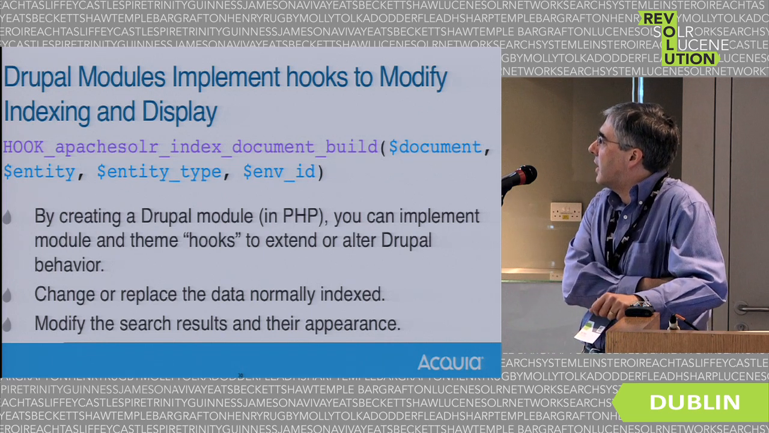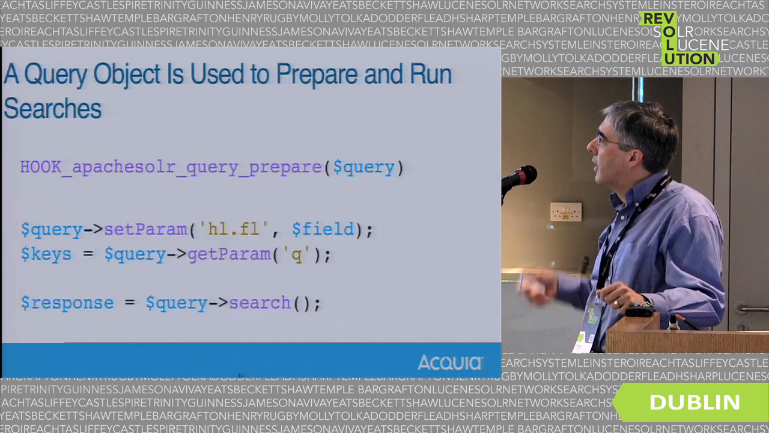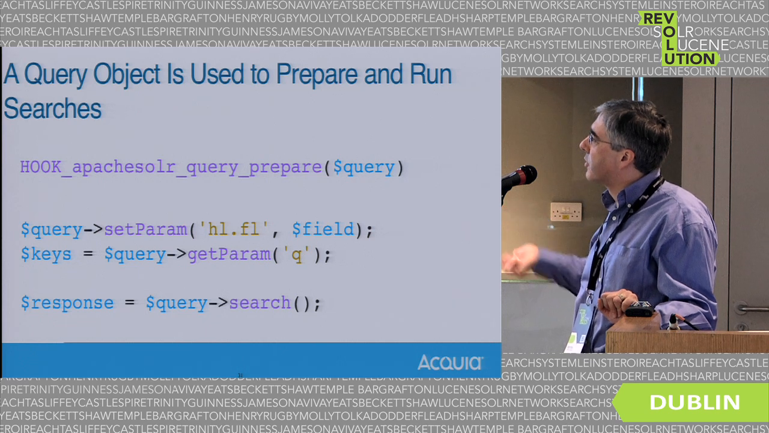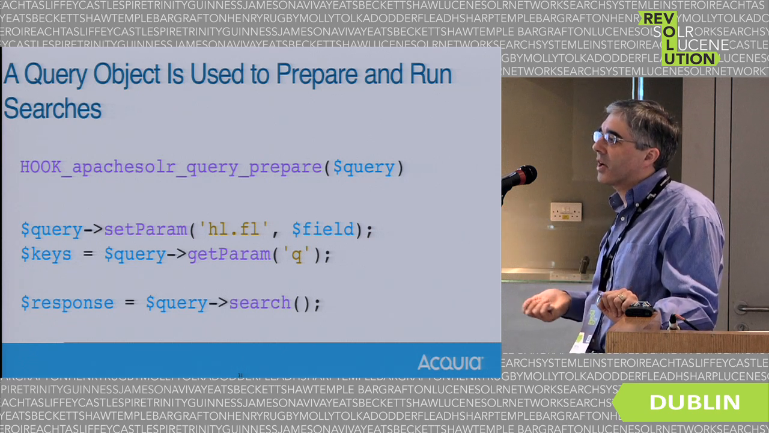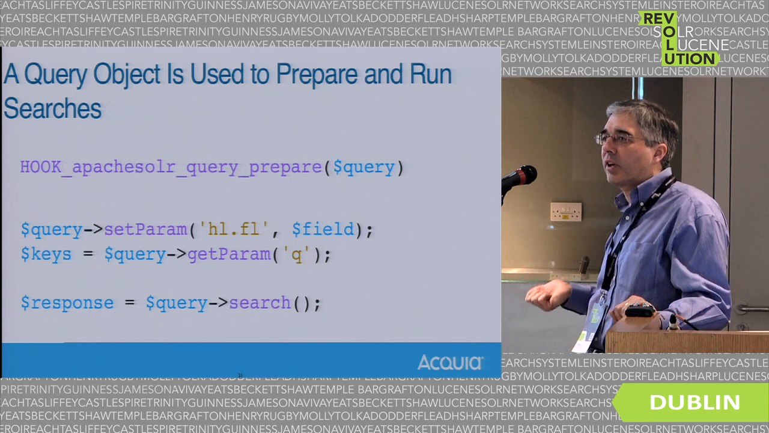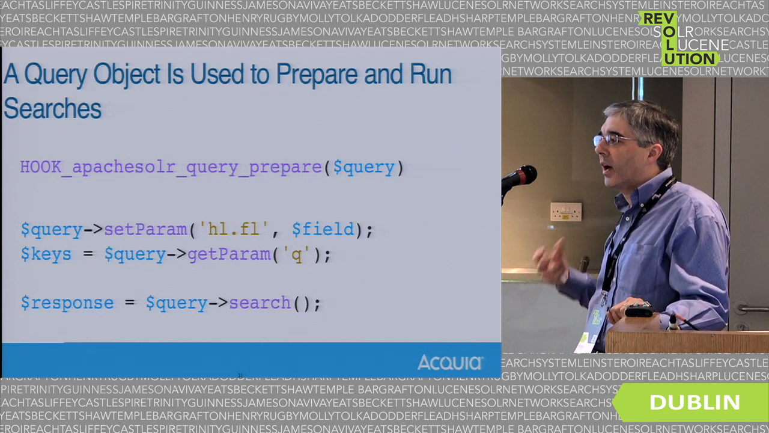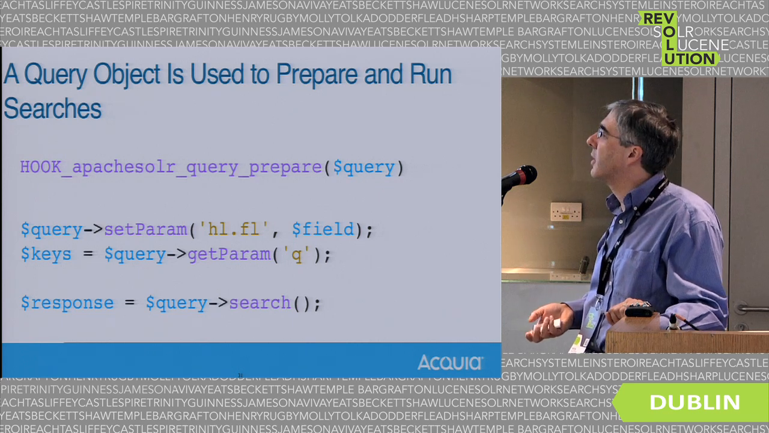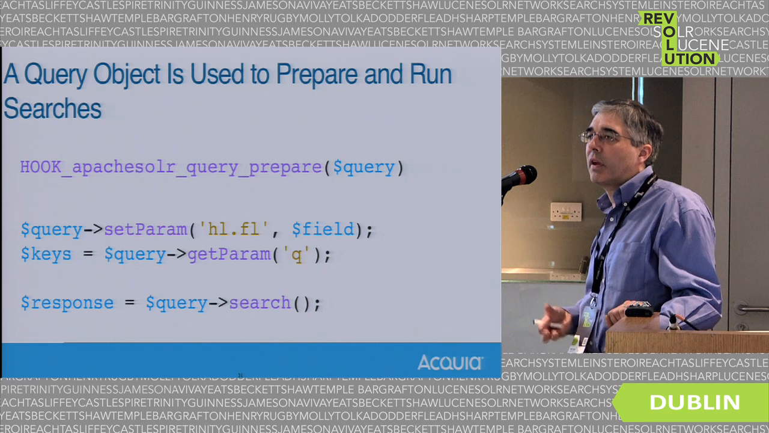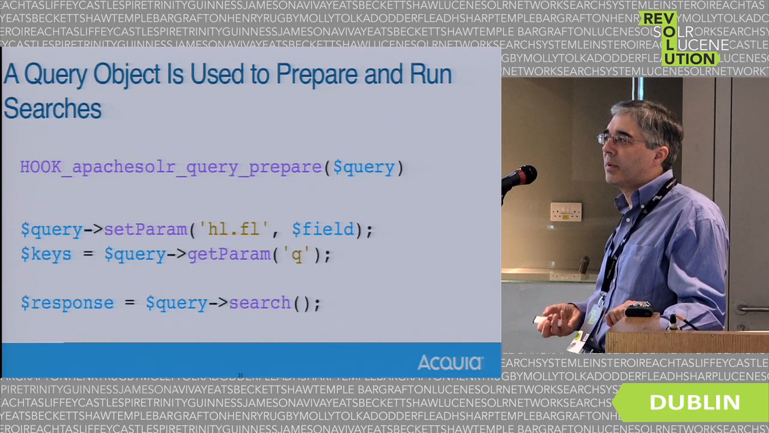So in terms of customizing the search and response, what does that look like? We have a query object that we've wrapped; all the communication with Solr goes through this query object. The query object prepares all the parameters that go to Solr, and it has embedded inside of it an object that knows how to connect to the Solr server over HTTP.